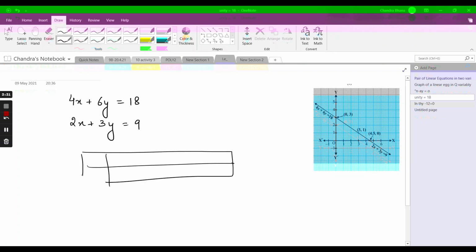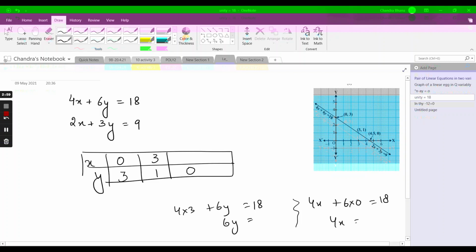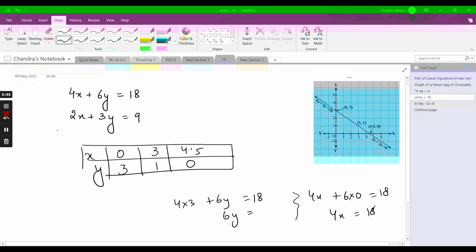Let's check. Suppose I take x as 0, so y I will be getting as 3. If I take x as 3, then 4 into 3 plus 6y equals 18, so 6y is equal to 6, so y will be 1. If I am taking y as 0, then I am getting x as 4.5. So same solutions we are getting for the second equation also, and the 2 lines are overlapping each other.